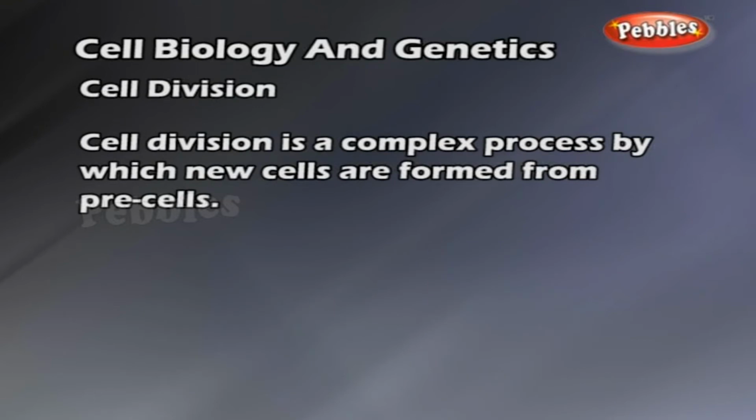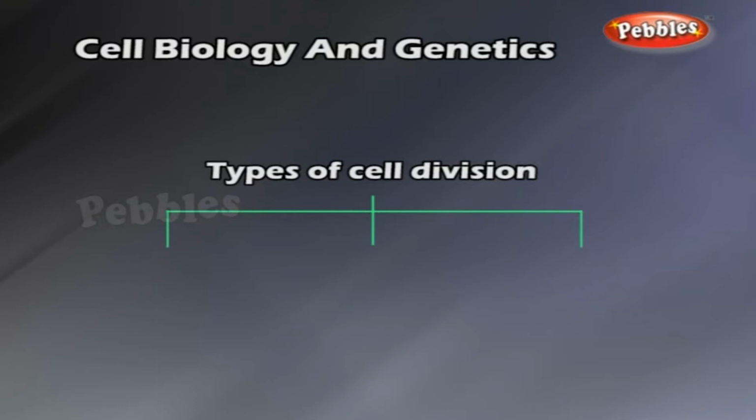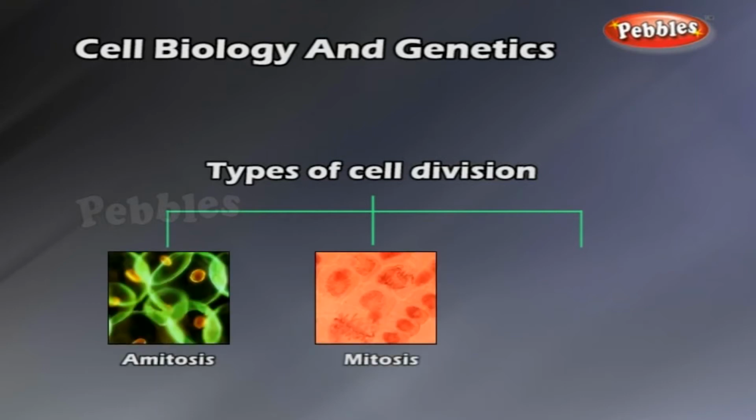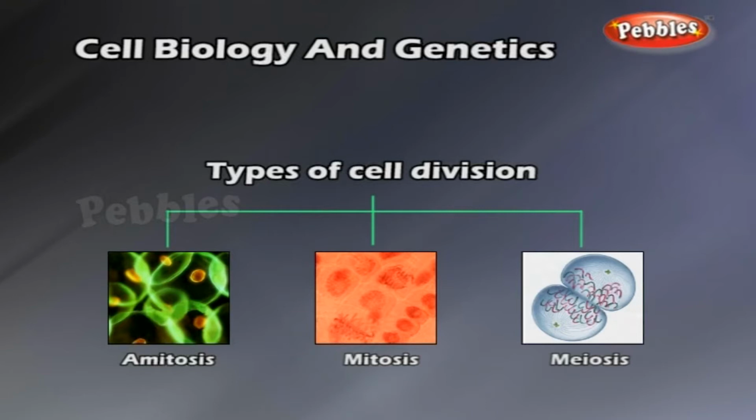Cell division. Cell division is a complex process by which new cells are formed from pre-existing cells. The cell divisions are of three types: amitosis, mitosis, and meiosis.